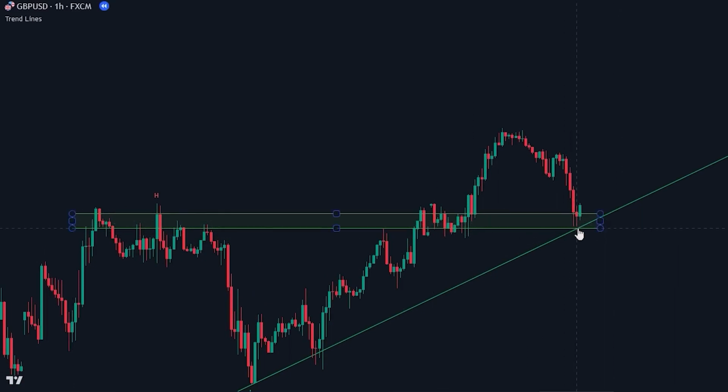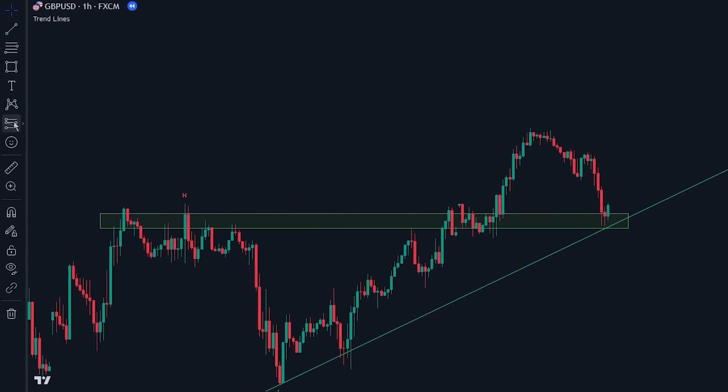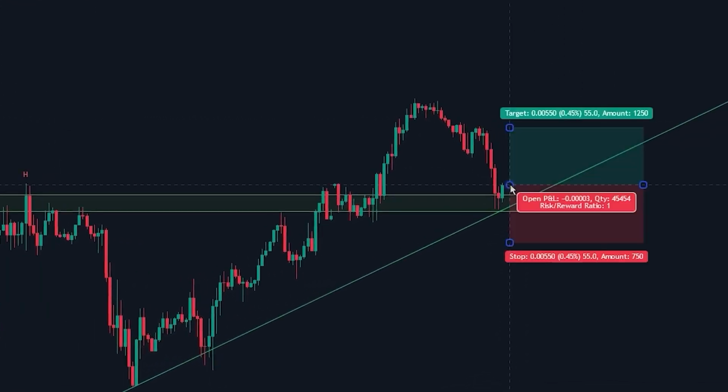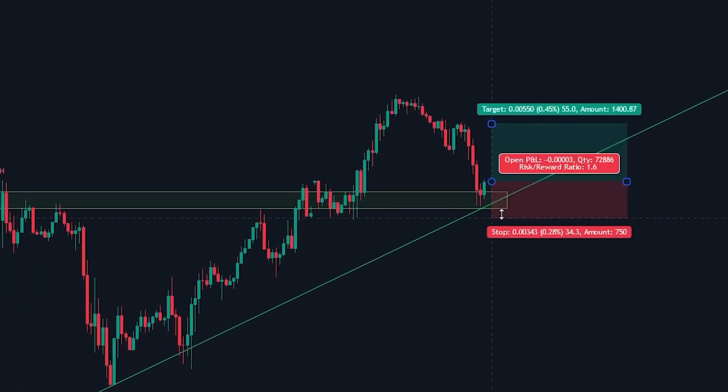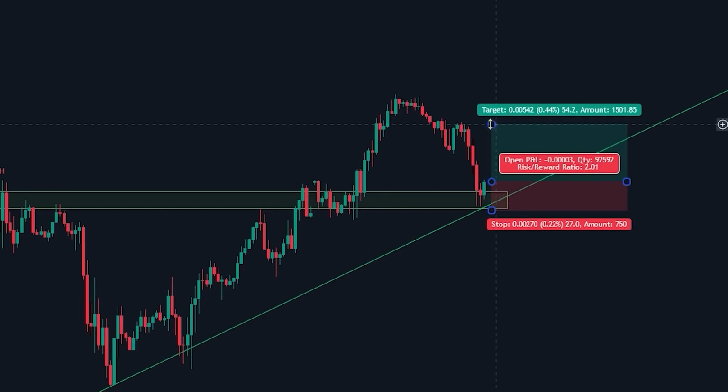Because of all of these signals, we will enter into the position. We'll be aiming for a 2 times risk to reward ratio and placing the stop loss at the recent swing low. Now let's see how the trade plays out.